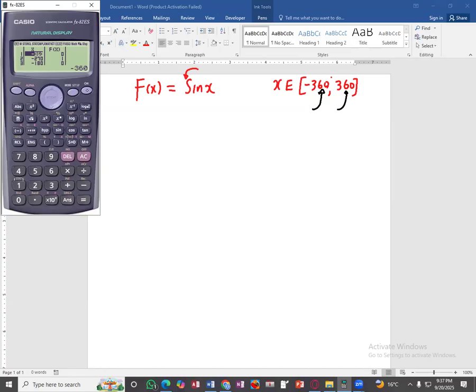So what do we do? Let me show you again. If you say mode 3, you say sine alpha x. If you start at negative 360 and you still want to end at 360, the calculator will not give you information if you are using the step of 15. If you end at 360 and you are using the step of 15, the calculator will say insufficient memory.